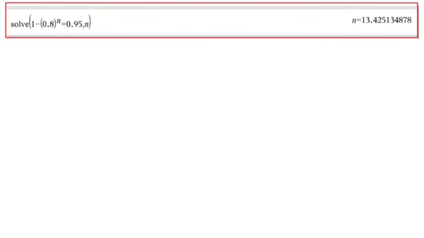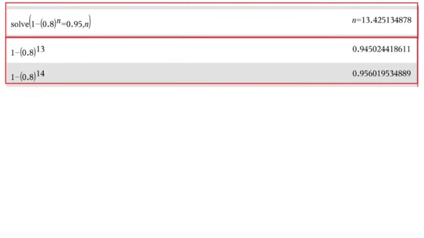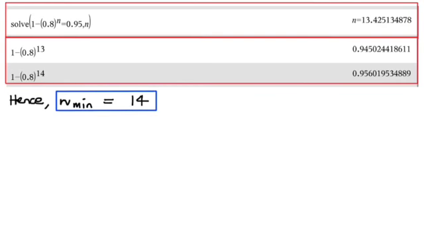And this is it. So you solve for this situation equals 0.95 for n, and we've got 13.4. So I'm going to test for n equals 13 and n equals 14, and I'm going to test which one is greater than 0.95. So there's 1 minus 0.8 to the 13, and we get that which is not greater than 0.95, and we get that one there to the 14 which is greater than 0.95, so our answer is going to be 14.